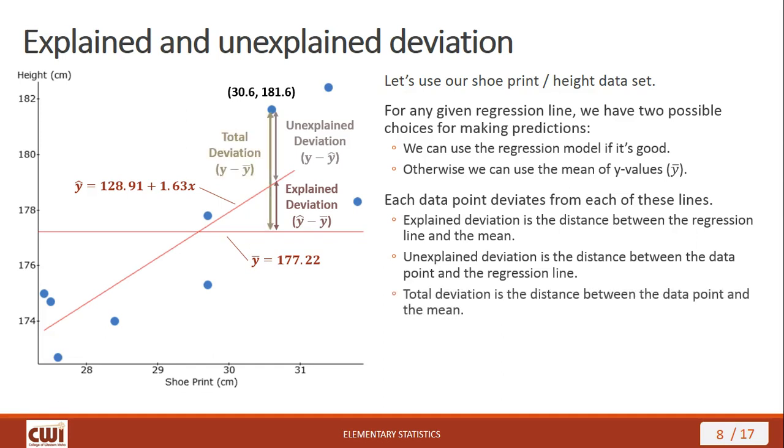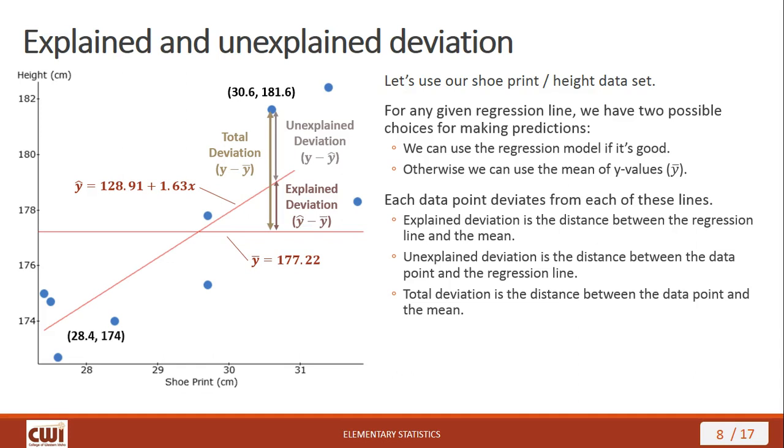If we add the explained and the unexplained deviation together, we get the total deviation. And this makes sense, right? Either something is explained or it's not explained. There's no middle ground there. So if we take everything that's explained and add it with everything that's unexplained, we get everything there could be. That's the total. So total deviation is simply the distance between the data point and the mean. This is everything. The unexplained, which is the distance between the data point and the regression line, and the explained, which is the distance between the regression line and the mean value.